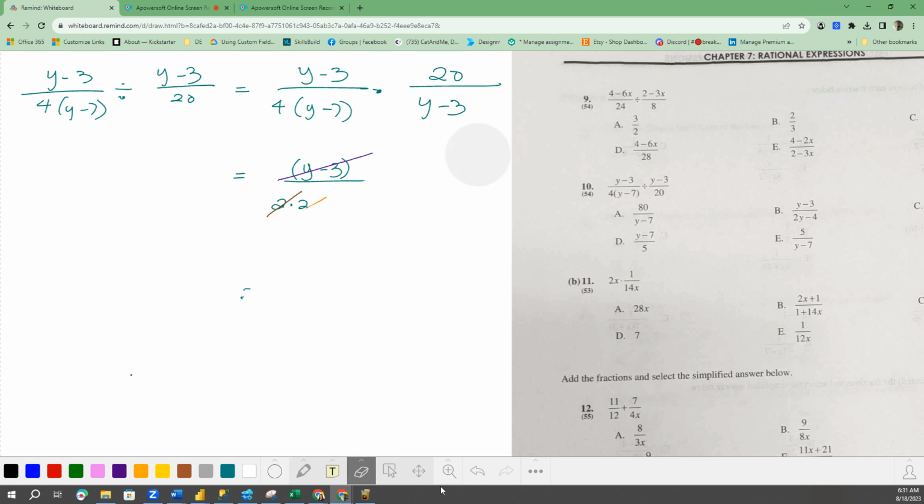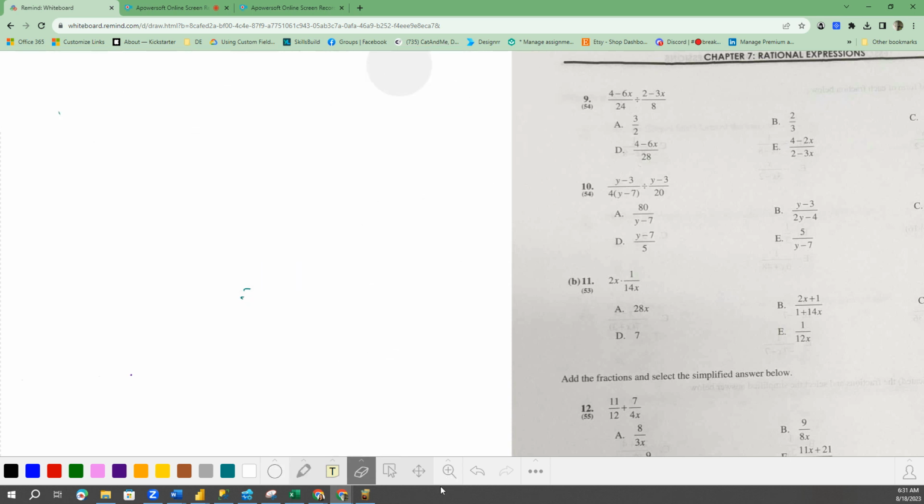Alrighty. So let's do number 11. Before you start trying to solve everything, just look at the problem first. Like this one here, this is division, so keep it, change it, and flip it. This is multiplication, so no keep, change, flip, just multiply. In the division, after you keep, change, and flip, you factor. In the multiplication, you just write out and factor.